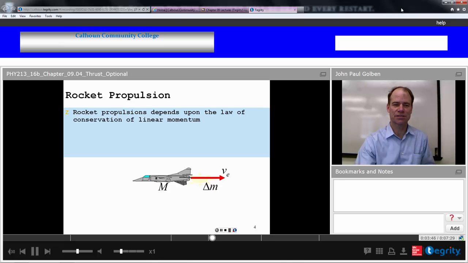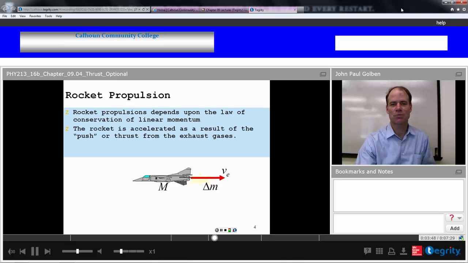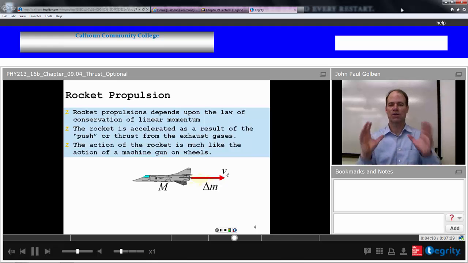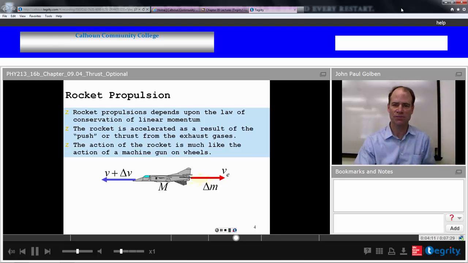Rocket propulsion. Rocket propulsion depends on conservation of linear momentum. The rocket is accelerated as a result of the push or thrust from the exhaust gases. The action of this rocket is much like the action of a machine gun on wheels. You're going to throw mass out one direction and propel the rest of the mass in the other direction. But the rest of the mass is going to be changing as we go along.